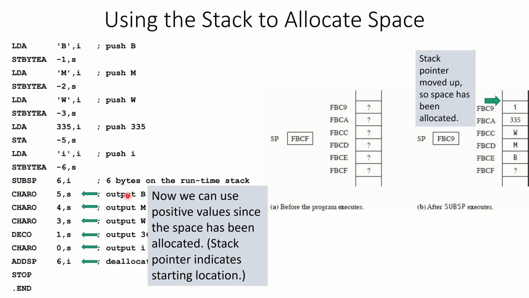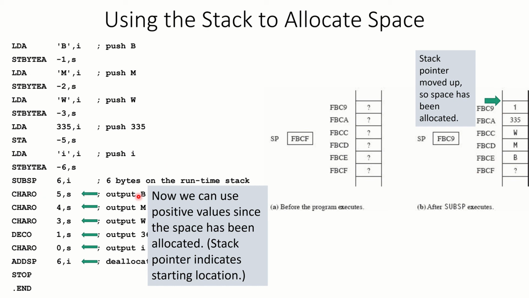So now if we want to output the B, we can do a character output 5, again, using the S for stack relative. So if the stack pointer is right there, and we go up by 5, there's 0, 1, 2 because it's an integer, 3, 4, 5. That gets us up to the B, and so on through it.